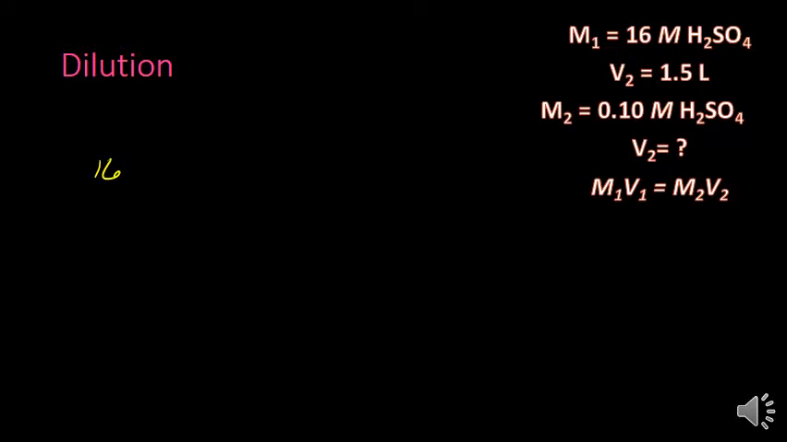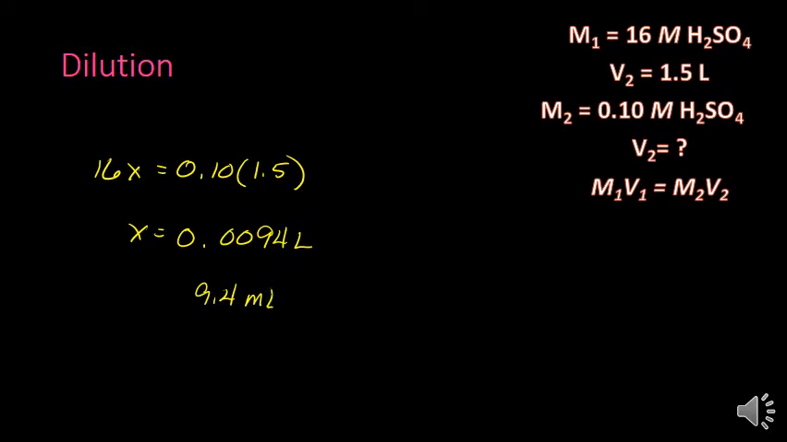All right, we have a 16 molar solution, and I don't know the volume that I need of that. But I do know that I need this molarity of a solution, and I need 1.5 liters. So now I simply solve for X. That means I need to measure out 0.0094 liters of the 16 molar solution. Well, actually, I'm going to change that to make my life a little easier and say 9.4 milliliters of sulfuric acid. So I'm going to take 9.4 milliliters of the 16 molar sulfuric acid.